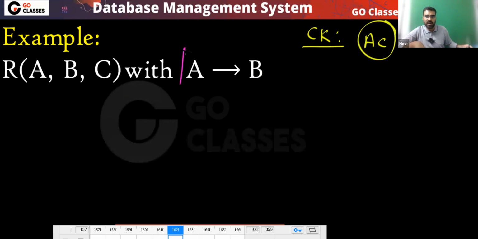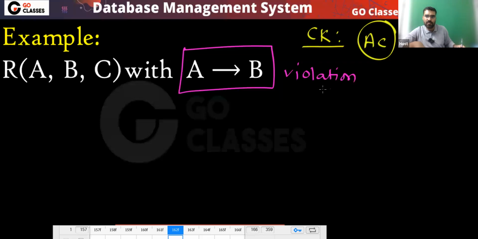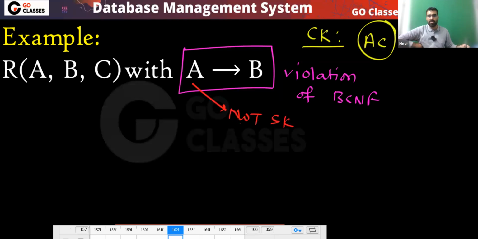So definitely this is a violation. Do you agree? Definitely this is a violation of BCNF. Why? The reason is very simple. This is non-trivial and this is not a super key. You can notice that this is non-trivial. This FD is a non-trivial FD.